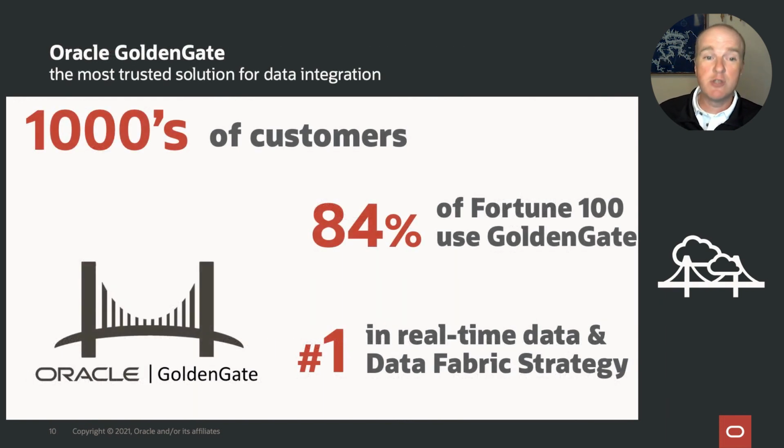GoldenGate itself is the most trusted solution for data integration, with thousands of customers calling GoldenGate their most trusted solution for data integration, because they're using GoldenGate to ensure that their most critical, high-risk data is always available. That's why 84% of the Fortune 100 customers are using GoldenGate. Again, they have very critical, high-risk data that has to be available 100% of the time. Not just five nines, but really always available, around the globe, using GoldenGate to de-risk that and make sure that data is available.